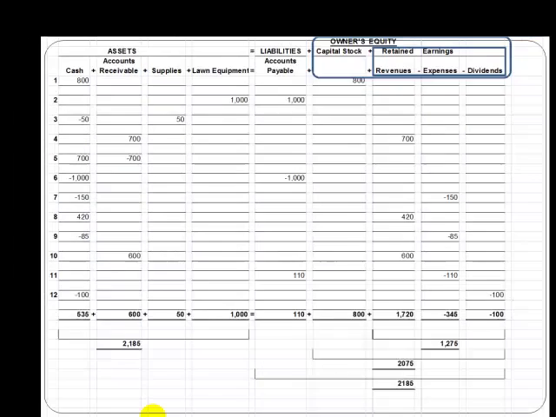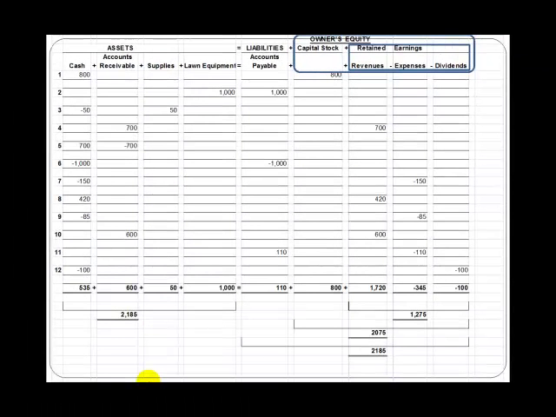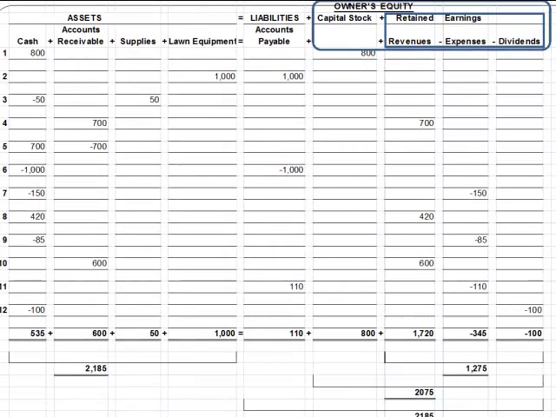Okay, now line item 1 in transaction 1 says Jim Hamilton began a lawn care business in May by depositing $800 in a business bank account in exchange for capital stock. So we try to identify the accounts affected, and we would see that for the business, cash is affected and capital stock. Cash is being increased by $800 and capital stock is being increased by $800.